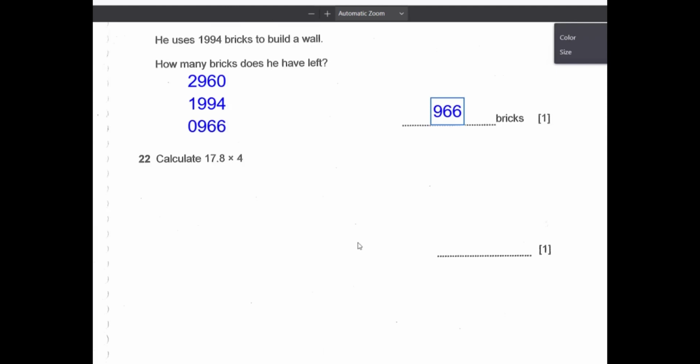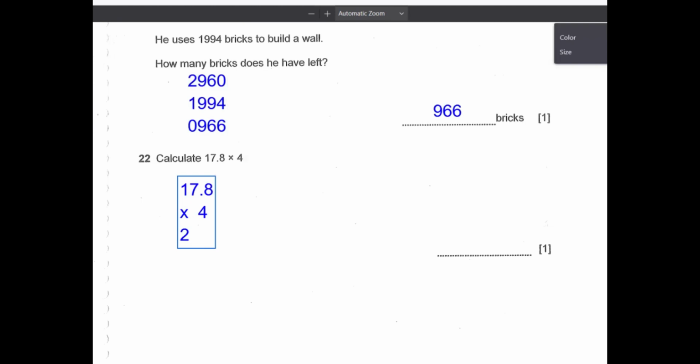They ask you to calculate 17.8 multiplied by 4. According to what we know, when a number has a decimal point, we do the multiplication normally, and we put the decimal point after we finish the multiplication. We multiply 4 times 8, which is equal to 32. 2, and we carry over the 3.